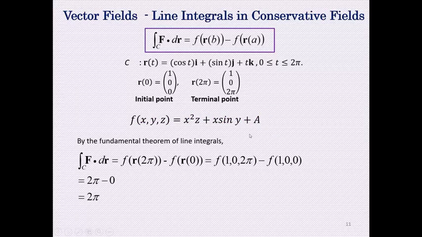With the potential function at our disposal, we can now compute the line integrals. Although the parametric equations for the curve are given, we know that it is not required. All we need are the 2 points, initial and terminal. And now we apply the theorem. We evaluate the potential function f at these 2 points and subtract them. And we get the answer 2 pi.